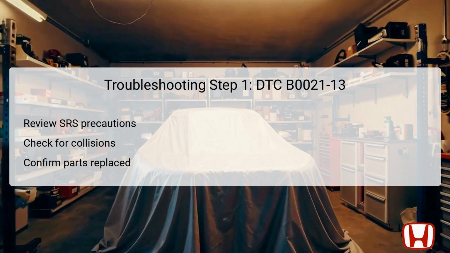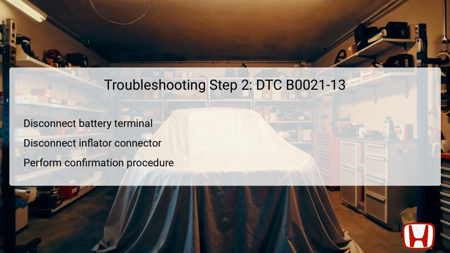The second troubleshooting step involves disconnecting the vehicle's 12-volt battery terminal. This action is vital in disabling the SRS system and ensuring safety when working with airbag components.